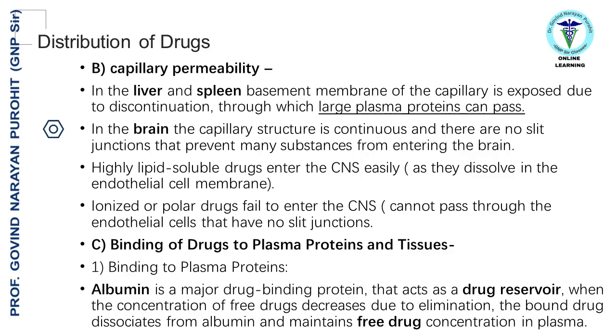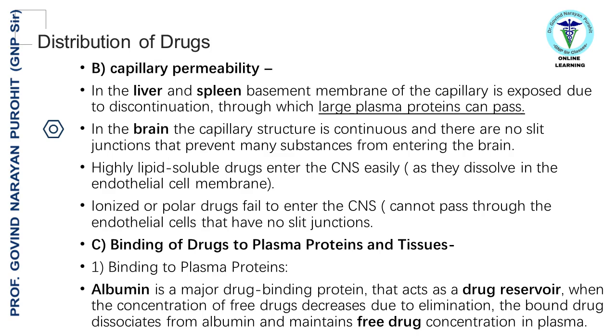B. Capillary permeability in the liver and spleen. The basement membrane of the capillary is exposed due to discontinuation, through which large plasma proteins can pass. In the brain, the capillary structure is continuous and there are no slit junctions, which prevents many substances from entering the brain. Highly lipid-soluble drugs enter the CNS easily, as they dissolve in the endothelial cell membrane. Ionized or polar drugs fail to enter the CNS, as they cannot pass through the endothelial cells that have no slit junctions.